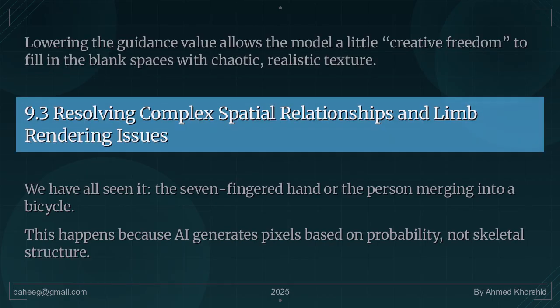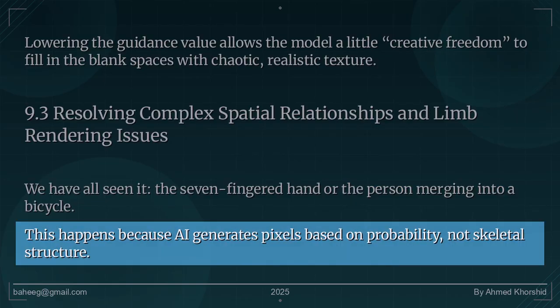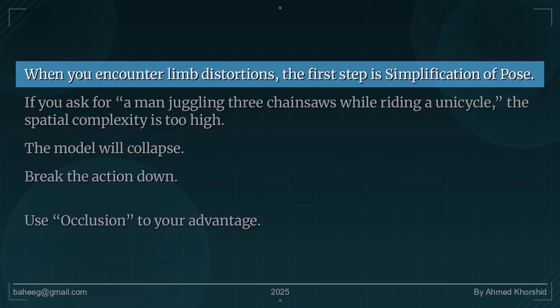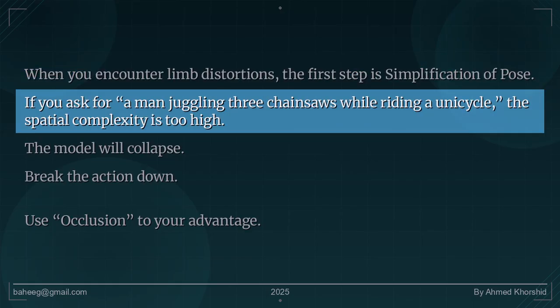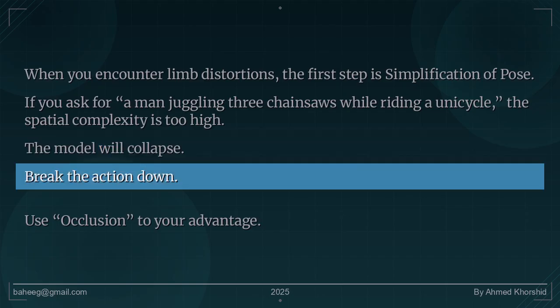9.3 Resolving complex spatial relationships and limb rendering issues. We have all seen it: the seven-fingered hand or the person merging into a bicycle. This happens because AI generates pixels based on probability, not skeletal structure. It knows what a hand looks like, but it doesn't understand that a thumb must be opposite the fingers. When you encounter limb distortions, the first step is simplification of pose. If you ask for the man juggling 3 chainsaws while riding a unicycle, the spatial complexity is too high. The model will collapse. Break the action down.